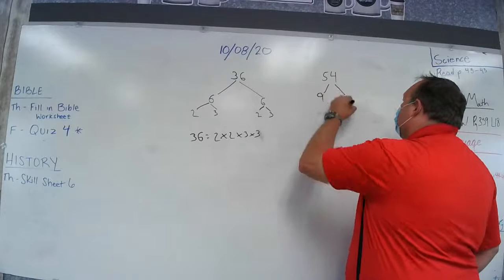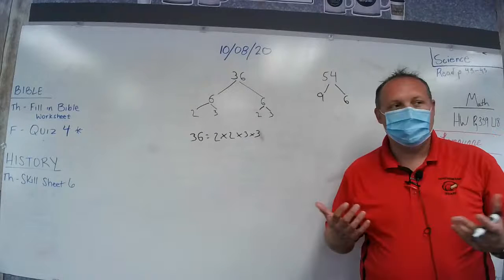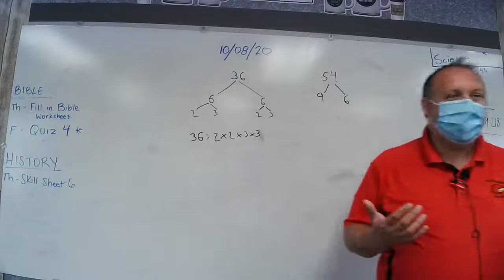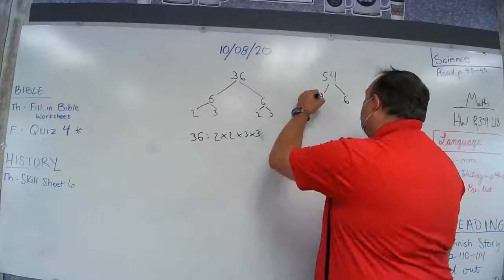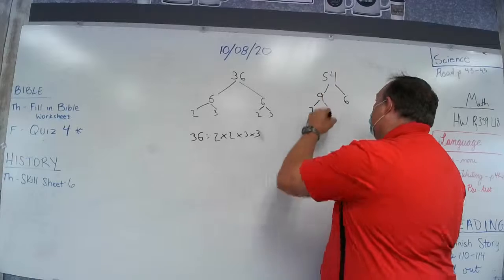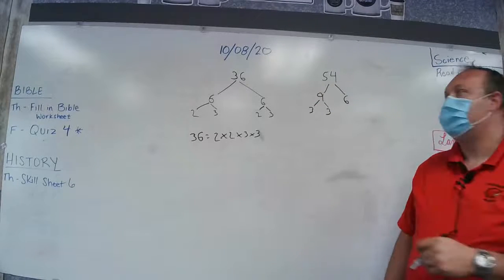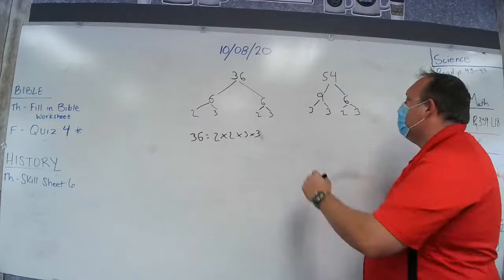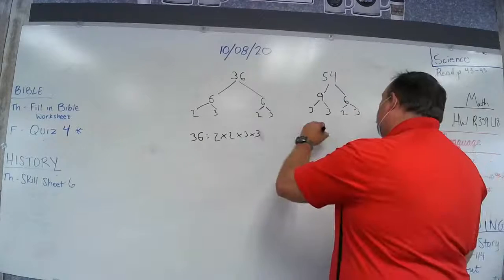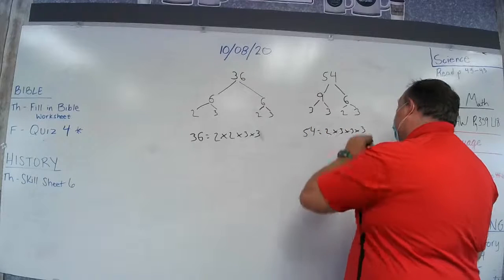9 and 6. Then we're going to go over to one of these numbers. So let's do the 9. Break it down. What times what equals 9? 3 times 3. Okay? 2 times 3. So 54 equals 2 times 3 times 3 times 3.